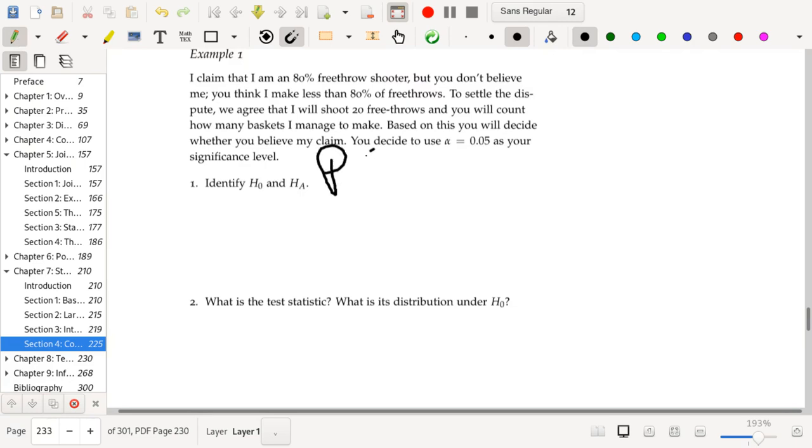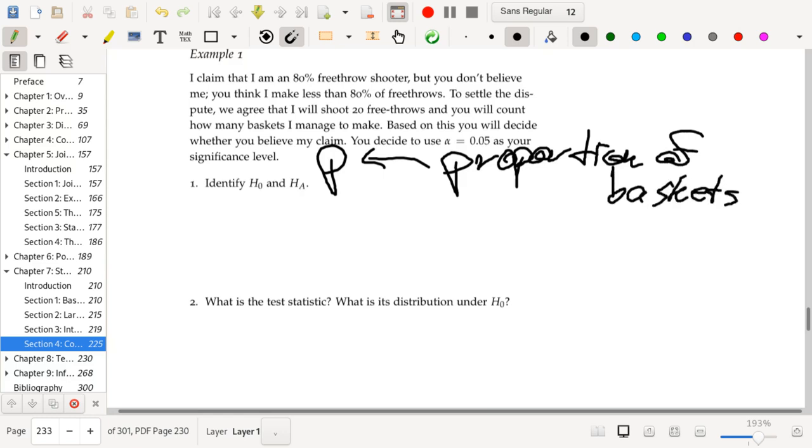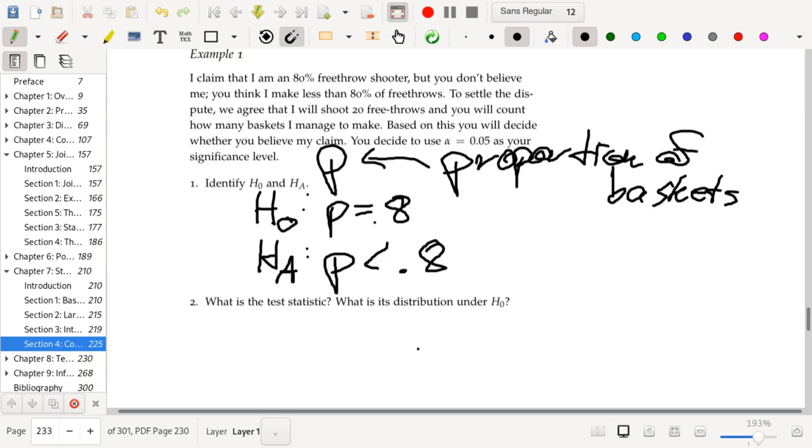So, what we're talking about here is P, which is the proportion of baskets that I can make. So that's what we're looking at. Under the null hypothesis, I am an 80% free throw shooter. So that means that P is equal to 0.8. Under the alternative hypothesis, I am a liar, but I'm a liar in a particular direction. You don't really care if I'm a 90% free throw shooter. It's almost implicit when I say that I'm an 80% free throw shooter that I'm 80% or more, right? What you want to do is embarrass me. So there's one particular direction that you care about, which is when P is less than 0.8. Because if I'm making 90% of my baskets, then you don't really care, right? So almost implicitly, the null hypothesis is that P is greater than or equal to 0.8.